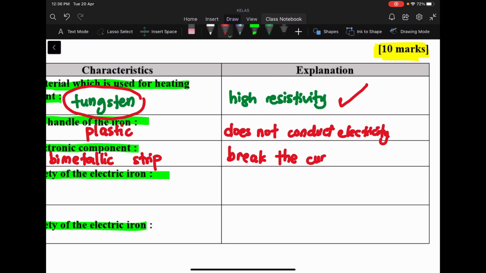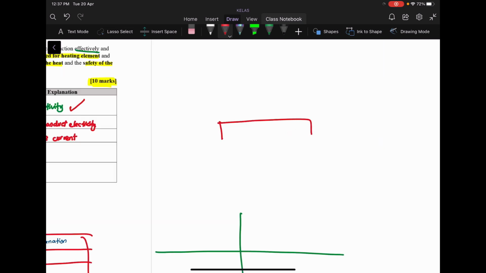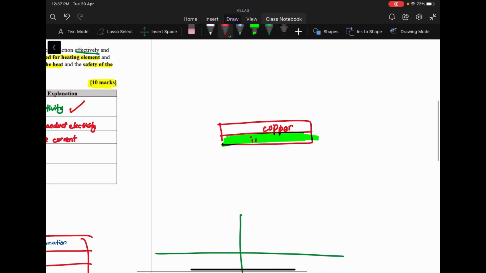Awak tahu tak what is a bimetallic strip? This is a bimetallic strip. So let's say kat atas ni apa? Copper. Bawah ni let's say you have apa? Lagi jenis apa lagi? Iron, yes. So you have two different types of metals, but they stick together. But we know that each one of them, dia punya rate of expansion different.